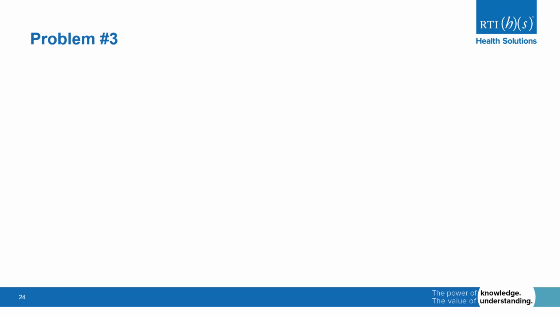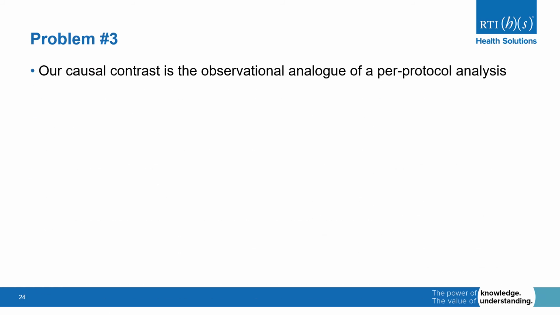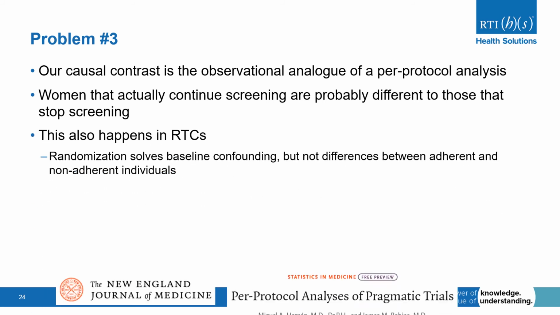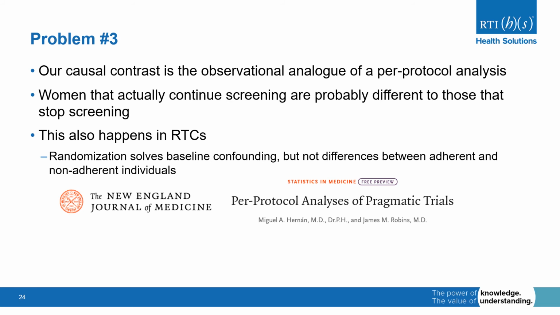And the third problem is the selection that we might be introducing by that artificial censoring. We are actually comparing adhering women with non-adhering women, with adhering women in both groups. And this is a problem both in observational studies and in randomized clinical trials. And this was recently reviewed in the New England Journal of Medicine.